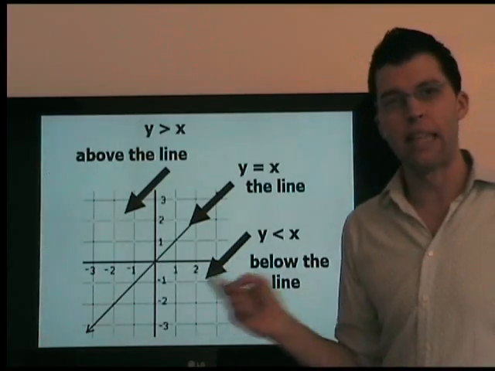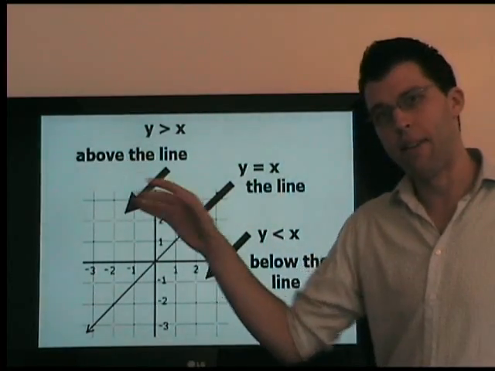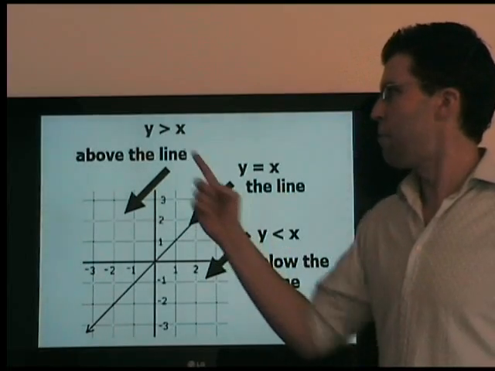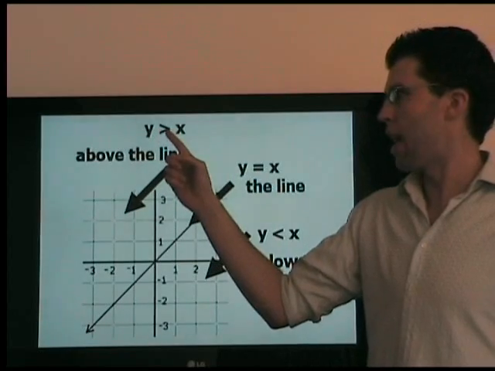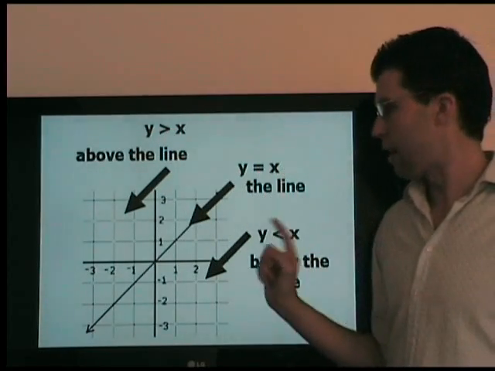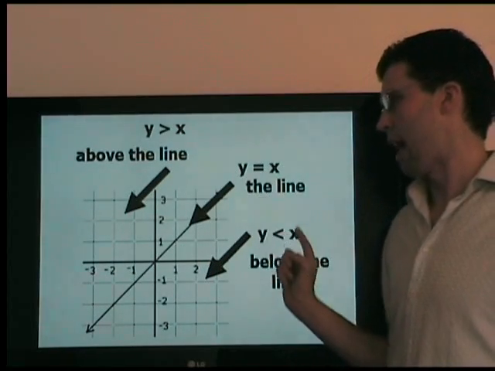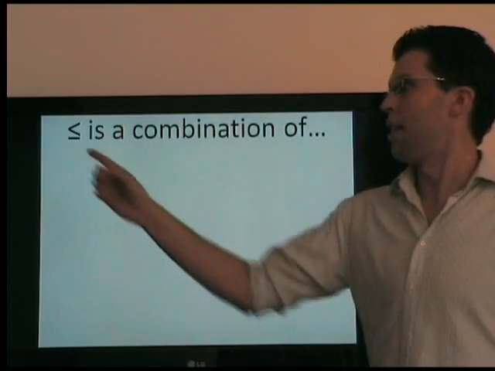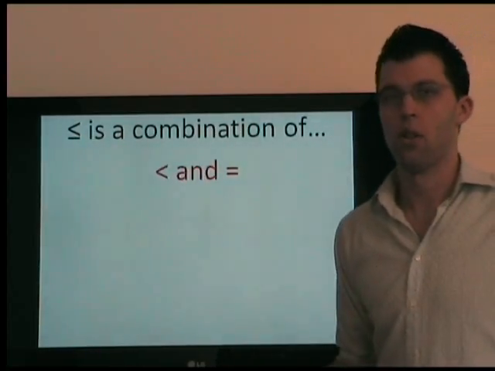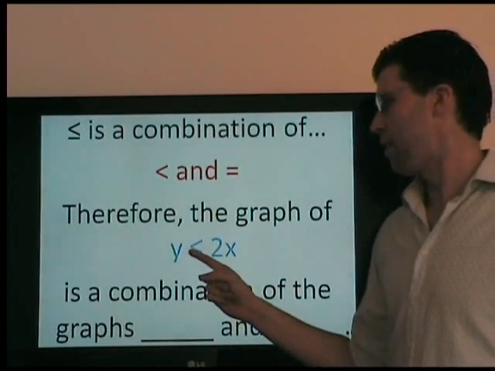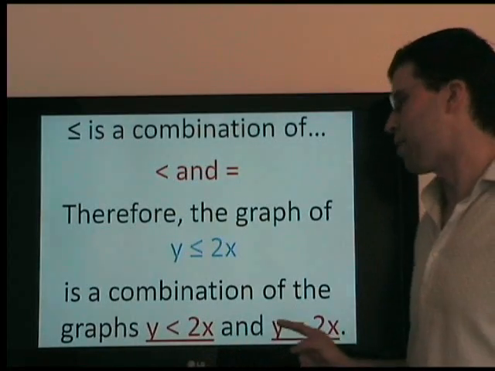Okay? So we can divide the xy plane into 3 parts. There's the line or curve, there's a region above, and then the region below. And if we combine these 2 graphs, in this case, we would get the graph of y is greater than or equal to x. And if we combine these 2 graphs, we would get the graph of y is less than or equal to x. So let's practice that. Again, this symbol, what does it mean? Well, it's a combination of these 2 symbols. So it makes sense then that the graph of this inequality is a combination of this inequality and this equation.